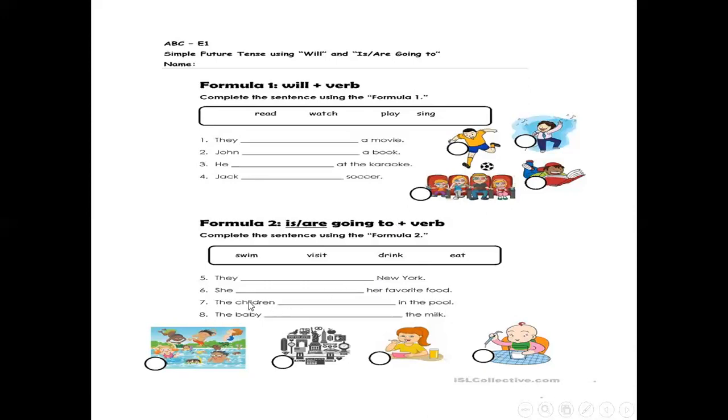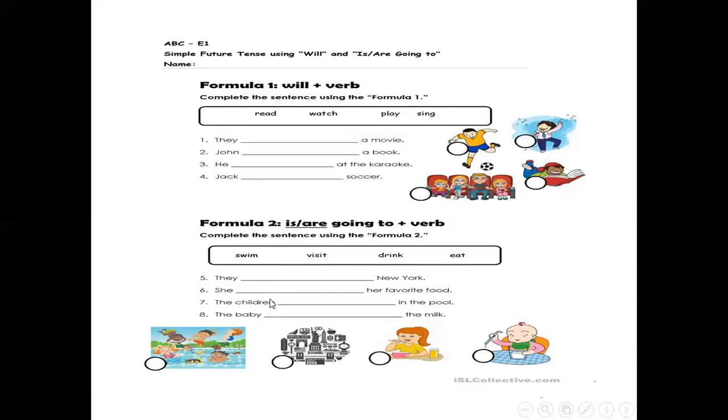visit New York. So we come to she. She is. She is what? Try to think with me. She is going to blank her favorite food. Visit? Swim? No, eat. She is going to eat her favorite food.